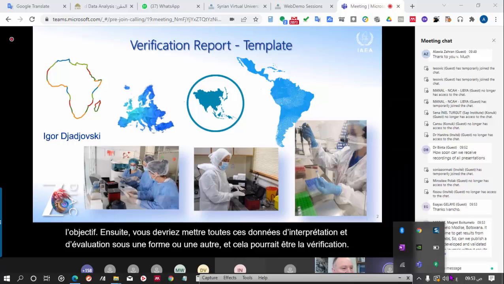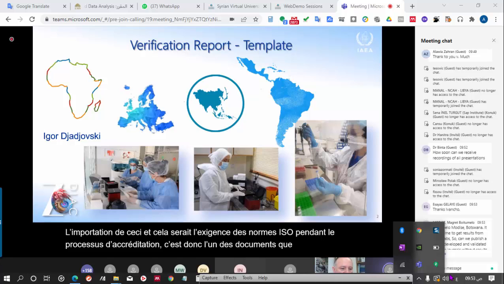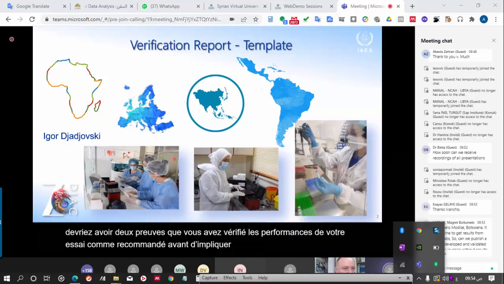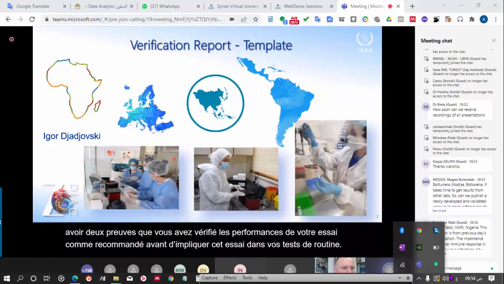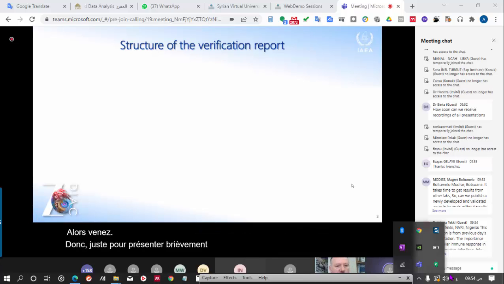of this, and this would be a requirement of ISO standards during the accreditation process. So it is one of the documents that you should have to prove that you have verified the performances of your assay as recommended, prior to involving this assay in your routine testing. Okay, so just to briefly present the structure of this report, what it should contain.